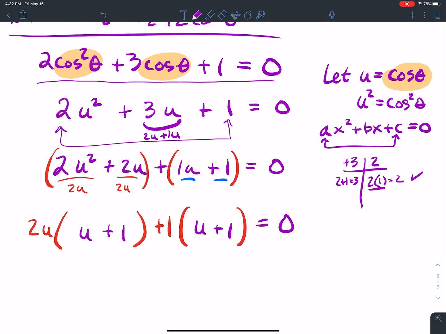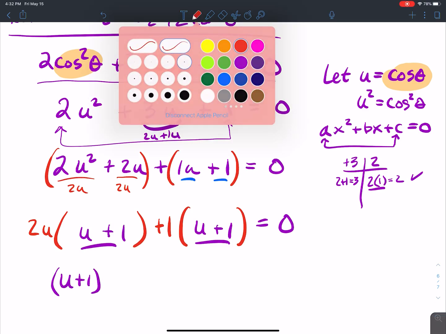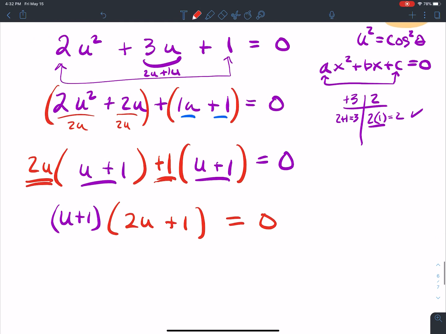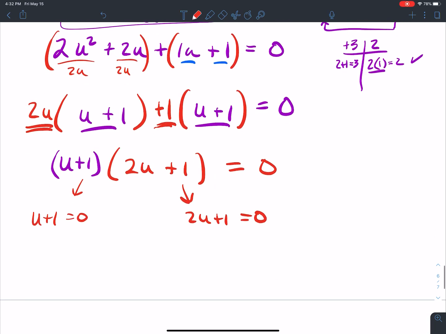So what's in common between the two? There's a u plus 1 here and a u plus 1 there. If I factor that out of both terms, I'm left with 2u plus 1. Set that all equal to 0 and solve for u. u plus 1 equals 0, and 2u plus 1 equals 0. So what does this tell me? u equals negative 1, and u equals, let's see, minus 1 divided by 2, negative 1/2. What was u? u was cosine theta.